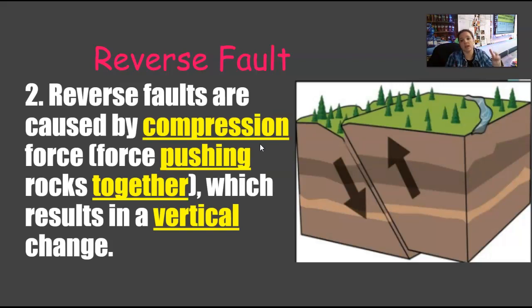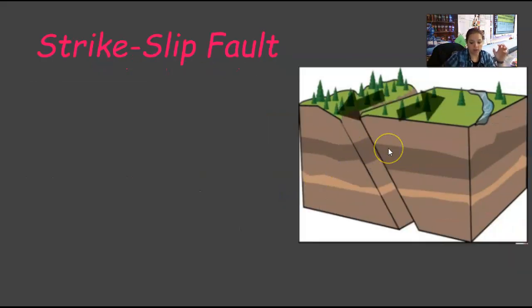There's a couple things that can happen with this, which causes a vertical change. So one where you have an upwelling or a mountain forming or a volcano forming, depending on where you are on Earth's surface. All right, and then we have this strike slip.